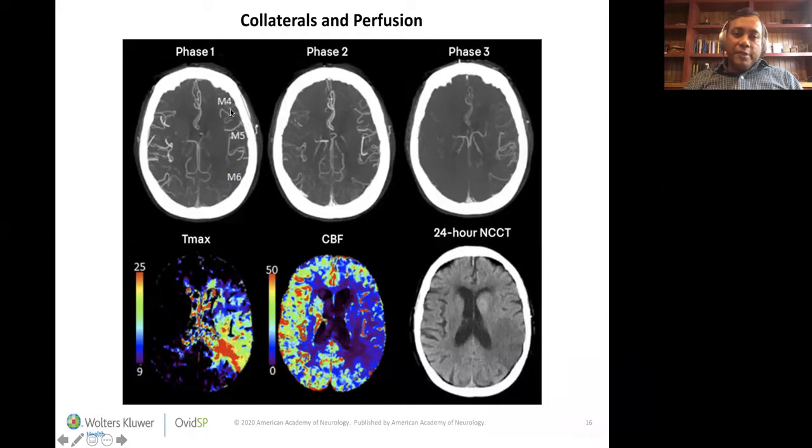In contrast to the M4 region, where it fills up equally well in phase 1, it is slightly prominent in phase 2 and washes out immediately in phase 3. This is benign oligemia. You can see that on the corresponding perfusion, where you don't see much perfusion defect, and this brain did not suffer from any damage on the 24-hour CT scan. So you can be very granular with your collateral assessments on CT angiogram too.